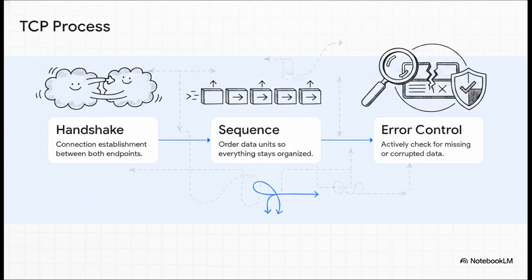Then it rigorously sequences those data units so nothing gets jumbled. And finally, it runs a super strict error control mechanism. It's always watching those acknowledgments, actively hunting for any corrupted or missing packets.